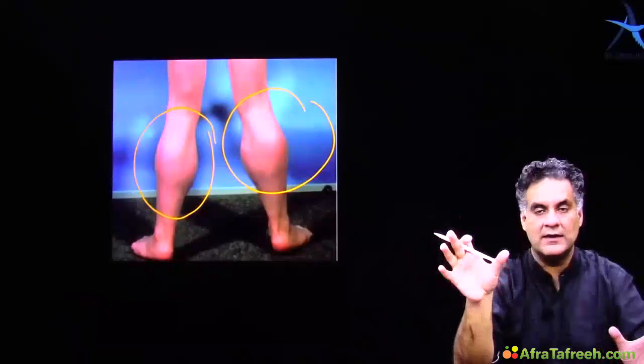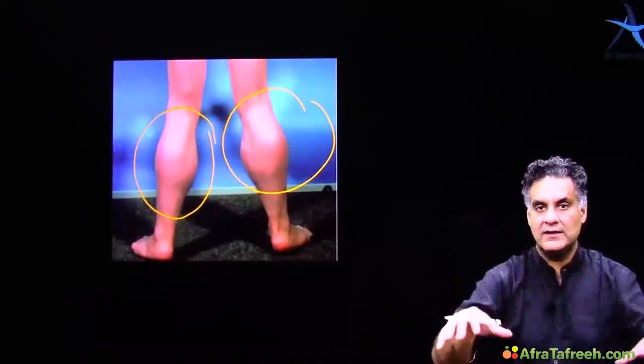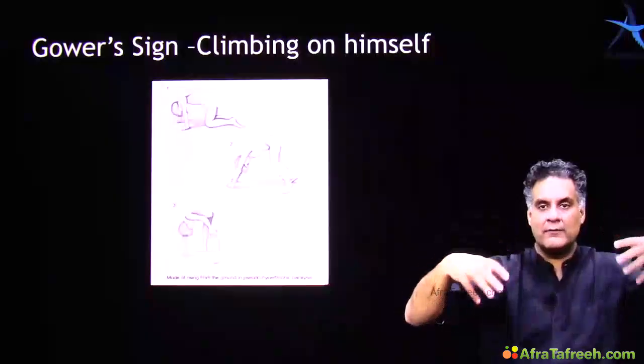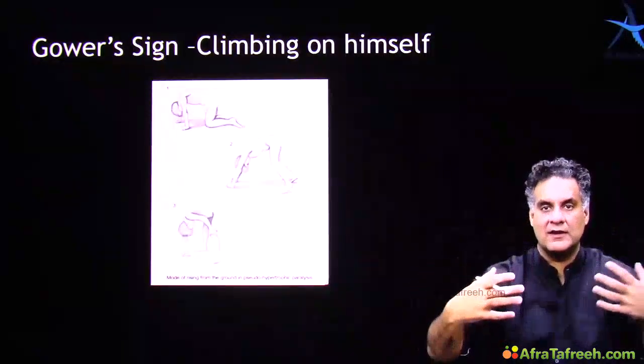The presentation is usually less than 5 years of age. There is weakness in the proximal muscles. That's why when a patient has to get up, he will take the support of his own body to get up, called as Gowers' sign. He climbs on himself.